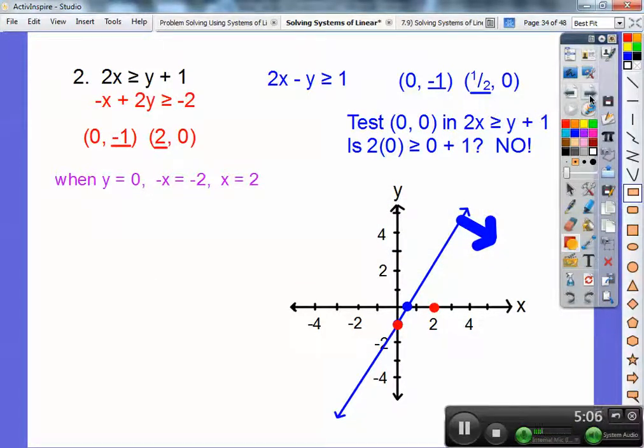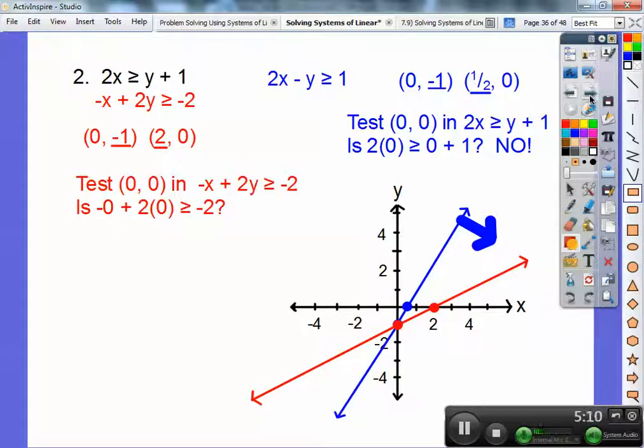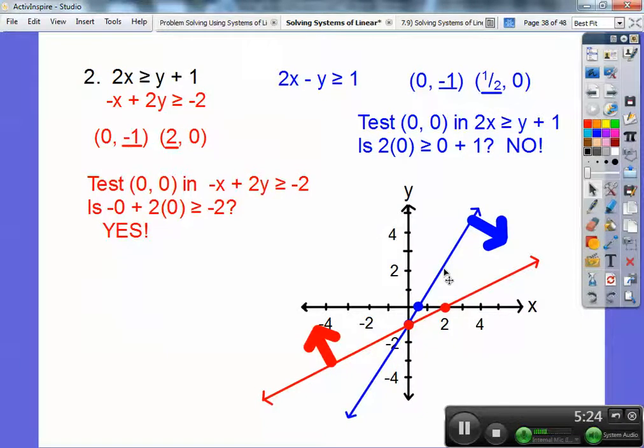This one is another solid line. Going to test 0, 0 again. So is 0 plus 0 greater than or equal to negative 2? Is 0 greater than or equal to negative 2? That's a yes, you guys. So I'm going to shade the side that 0, 0 is on. So we got to blend these two together. It's on this side of the red line, but it's on this side of the blue line. So where they overlap is this little pie piece right there. So that would be the answer right there.